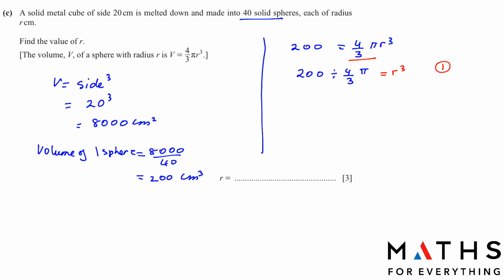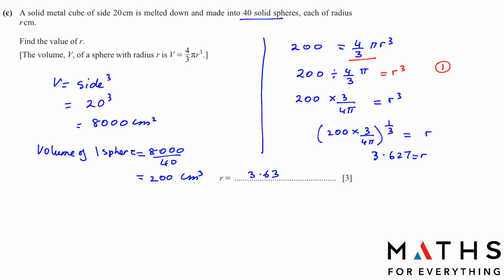This is one way of writing it. The other way will be, we will write 200. Whatever is in the denominator, 3 is in the denominator, we write it in the numerator. And what is in the numerator, 4 pi, we write in the denominator. You can put in the calculator or not put in the calculator and continue working like this. This is cube. So if we want to remove the cube, we will take the cube root of this. We will get 3.627. We'll round it to 2 decimals. So radius is 3.63 centimeters, I think. Yes.